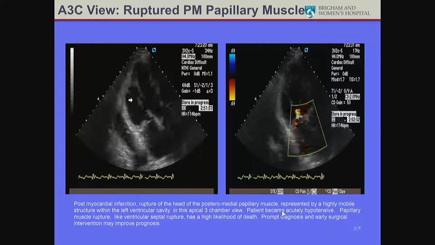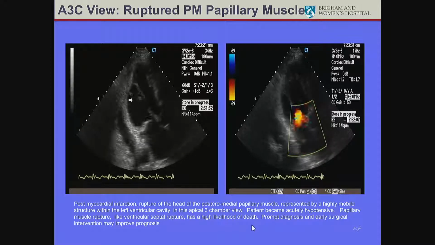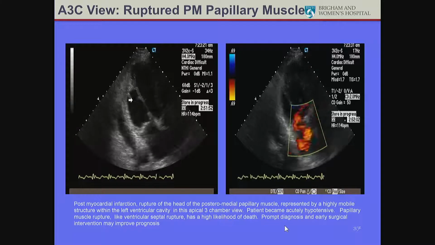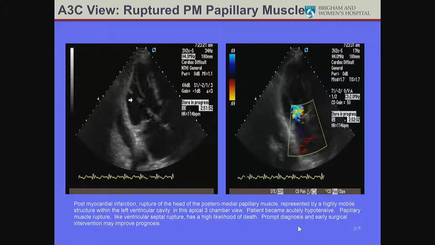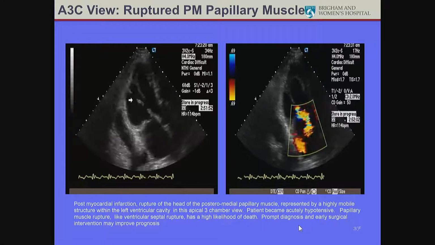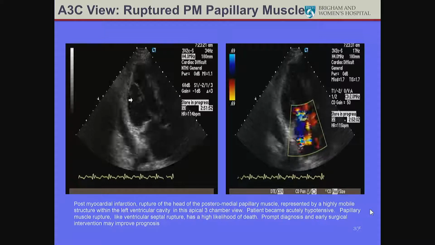This particular patient became acutely hypotensive. Papillary muscle rupture, like ventricular septal rupture and free wall rupture, has a high likelihood of death. Again, prompt diagnosis and early surgical intervention may improve prognosis. The American Board of Internal Medicine wants you to be able to promptly recognize these potentially high mortality diagnoses that are diagnosed with echocardiography. So please be comfortable in making this diagnosis.